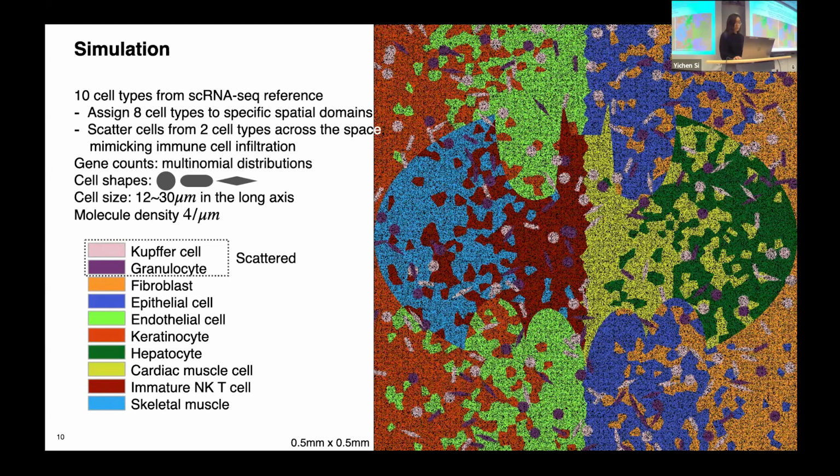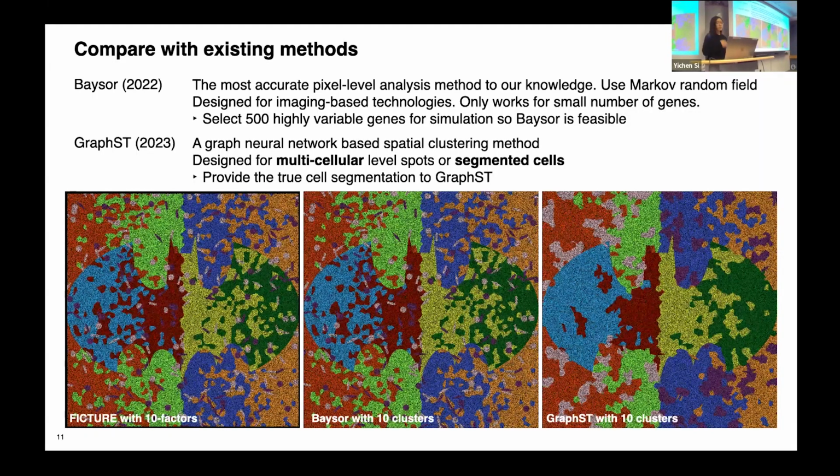So we use this simulation to compare with two representative methods. One is the most accurate high-resolution analysis method to our knowledge, and it uses Markov random fields. It's designed for imaging-based technologies with a relatively small field of view, and its biggest limitation is that it only works for a small number of genes. So in this simulation, we downsample the single cell data to only 500 highly variable genes so that it can perform.